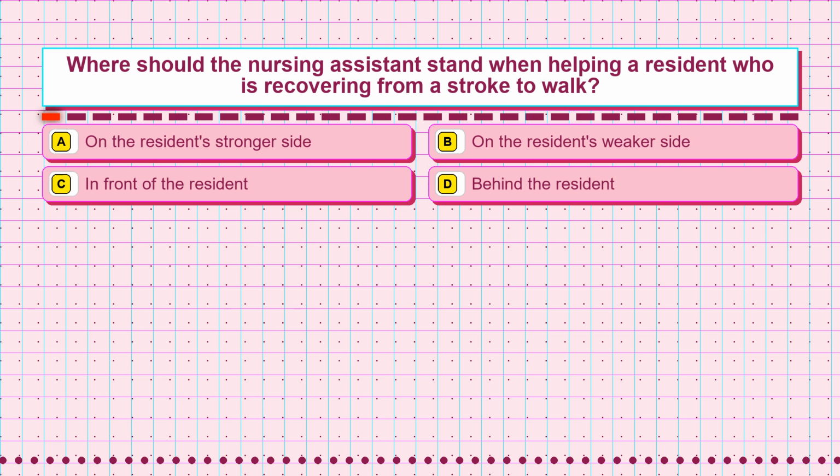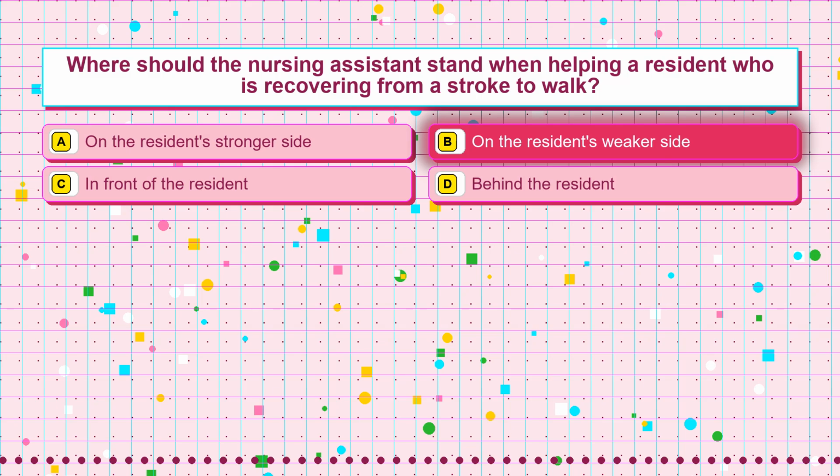Question 20. Where should the nursing assistant stand when helping a resident who is recovering from a stroke to walk? Option A, on the resident's stronger side. Option B, on the resident's weaker side. Option C, in front of the resident. Option D, behind the resident.